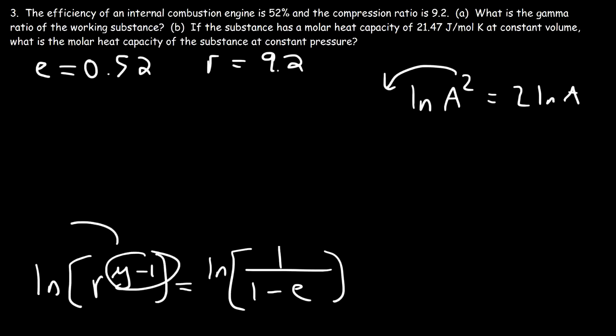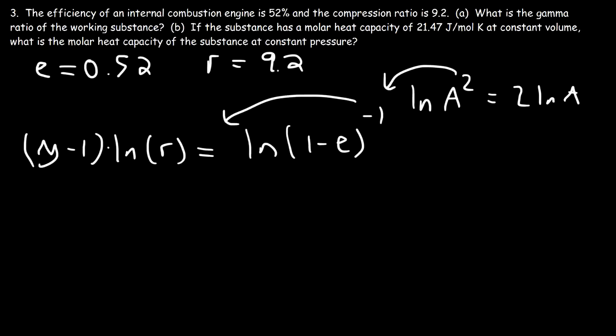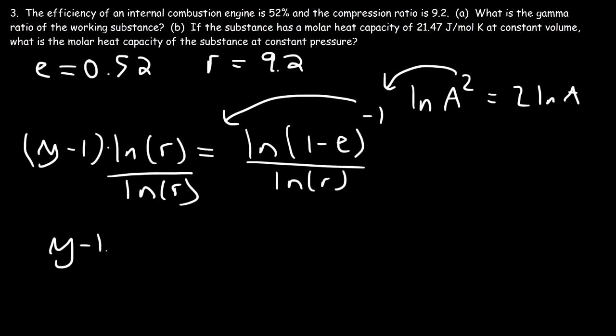So the exponent gamma minus 1 would move towards the left side. So it's going to be gamma minus 1 times the natural log of the compression ratio, and that's going to equal ln 1 over 1 minus e, which is the same as ln of 1 minus e raised to the negative 1, which means I can take this and move it over here. So I'm going to divide both sides at this point by ln r. So gamma minus 1 is going to equal negative natural log of 1 minus the efficiency divided by ln r.